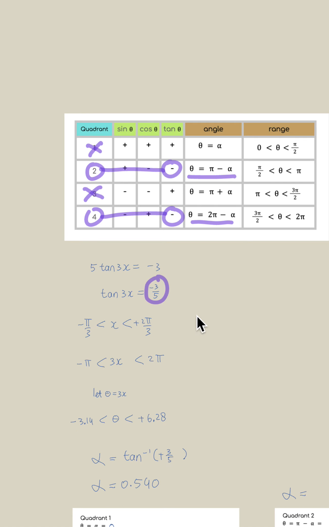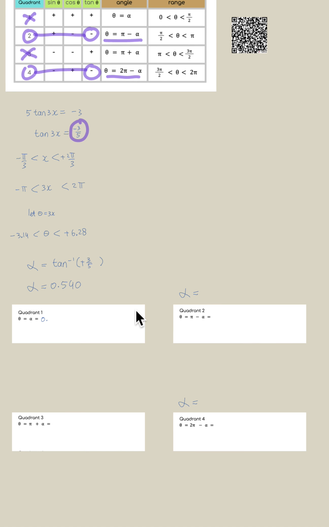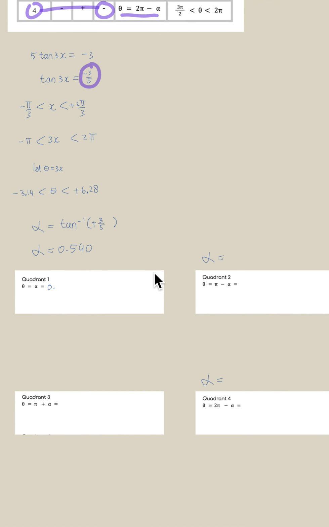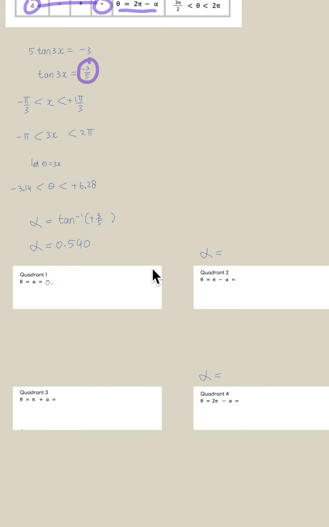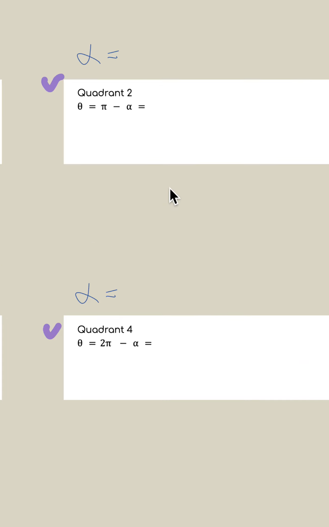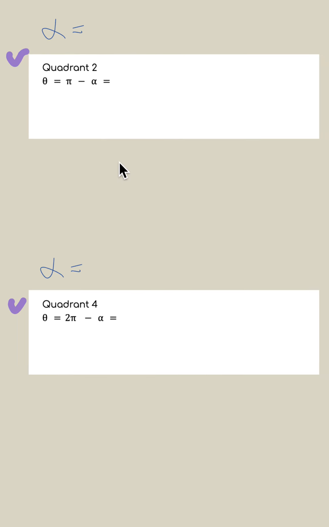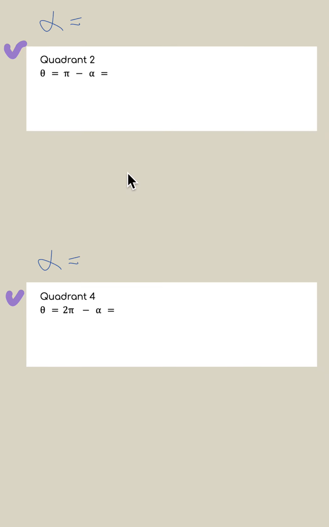Good, then I already prepared the working space here for each quadrant. Don't use quadrant 1 and 3. We should use quadrant 2 and quadrant 4. Okay, so we work from there. We concentrate on quadrant 2 and quadrant 4. We do quadrant 2 first.